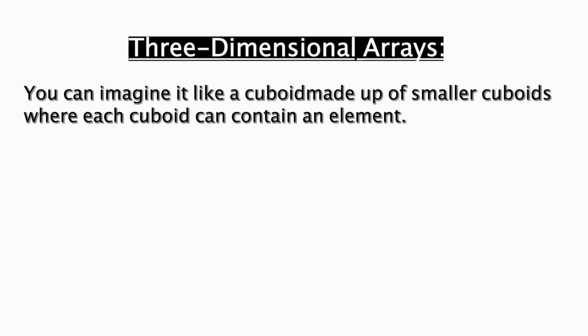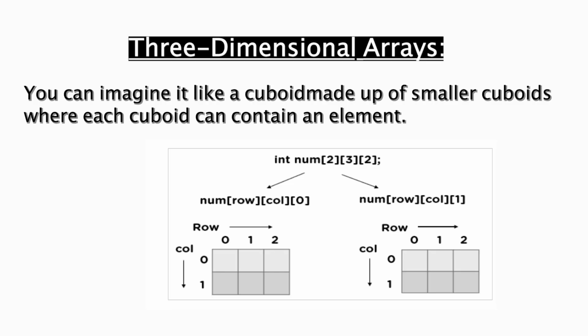In a three-dimensional array, you can imagine it like a qubit made up of smaller qubits, where each qubit can contain elements. We can't display a 3D image on a 2D plane, but we assume what we imagine through this diagram. Inside the array parentheses we pass 2, 3 and 2.